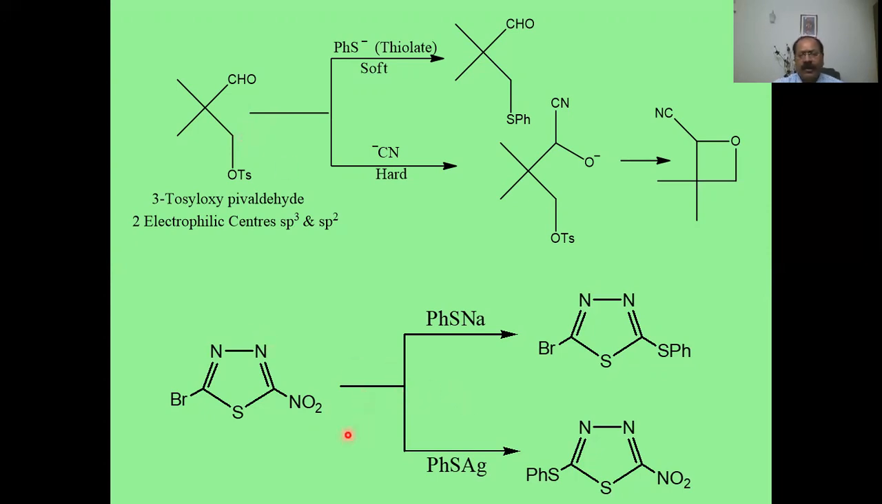Reaction of a heterocyclic compound, one example here. Yes, the nitrogen is a much stronger electron withdrawing group, so it is harder compared to bromide. And here you can see which of these two will be harder. This. And therefore, when we treat with this, this is substituted here. And when we treat with this, the softer, this is substituted. You can see the product changes simply by changing the counter cation.